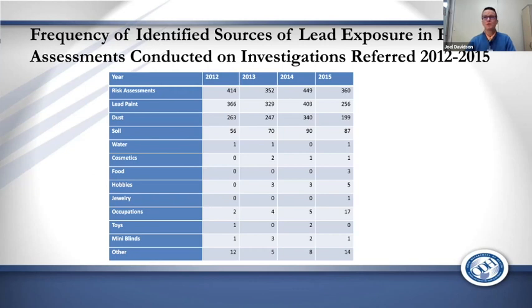But you can also see there is a significant uptick in occupation. So I think it's important that we talk to families about what they're doing. And usually I just have families ask their employer or go to their HR office and ask if lead is involved in any of the processes of the things that they do at work.